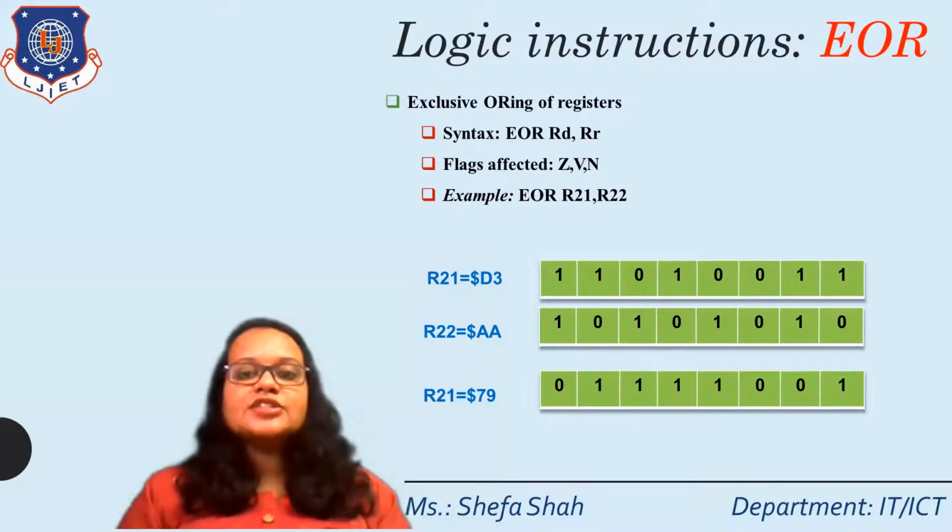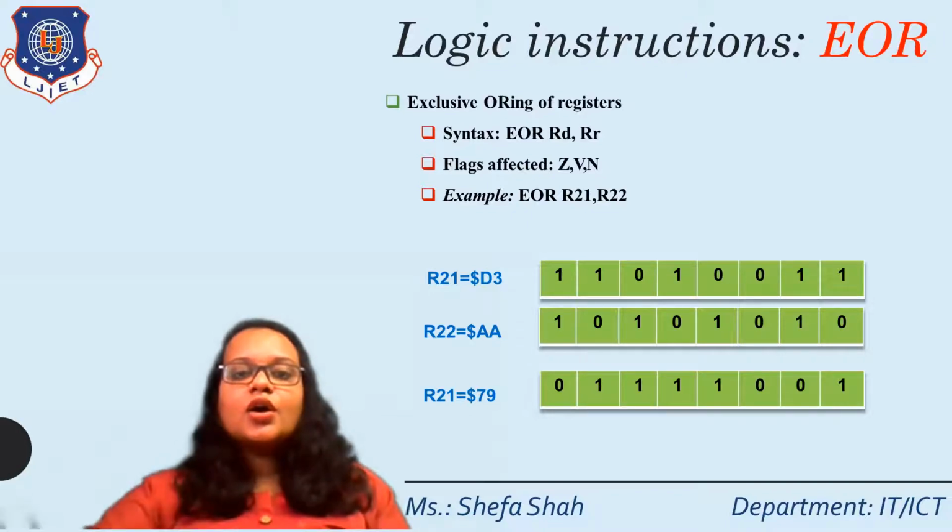So after the execution of this instruction, in which the data is D3 and AA in R21 and R22 respectively, the exclusive OR operation between R21 and R22 results in 79H, which is stored in R21.